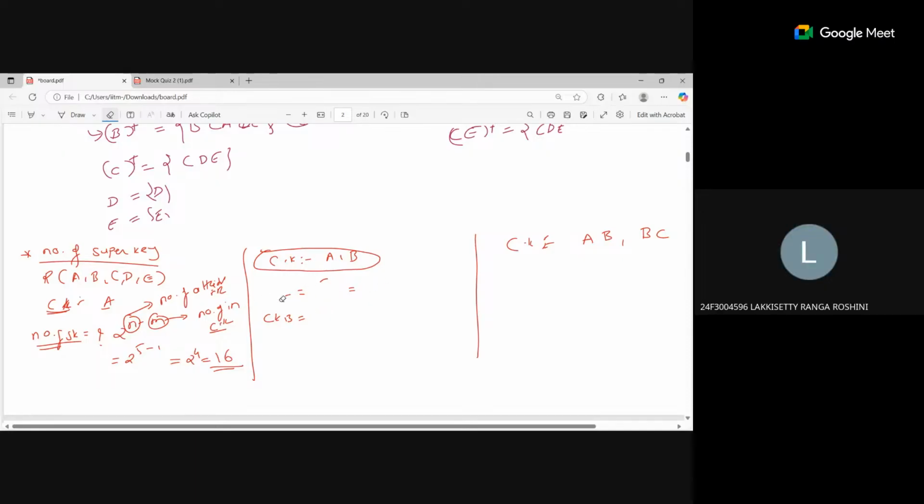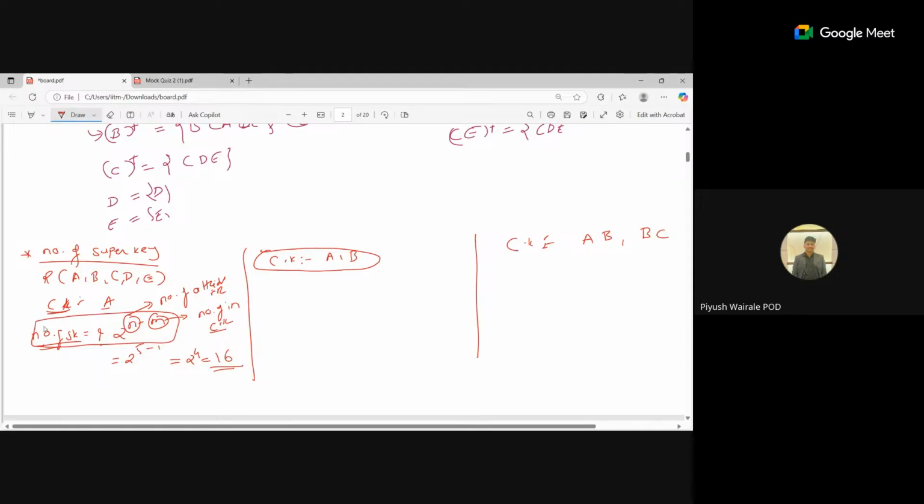So the answer is 24. Correct. We have to use the formula N of A intersection B, N of A plus N of B minus N of A union B. Correct. So here, what we have said is for that particular candidate key.